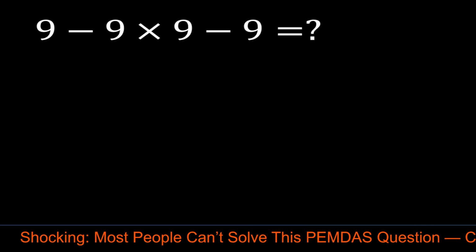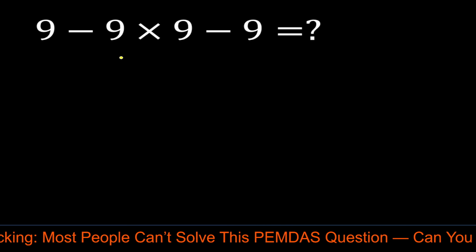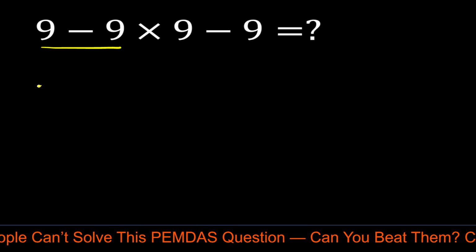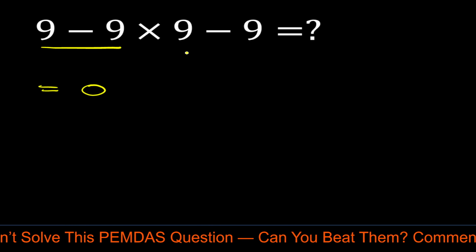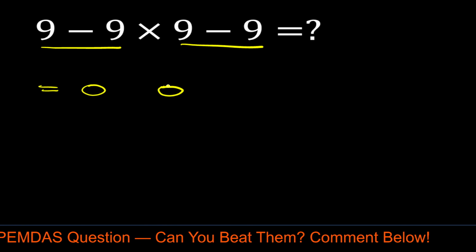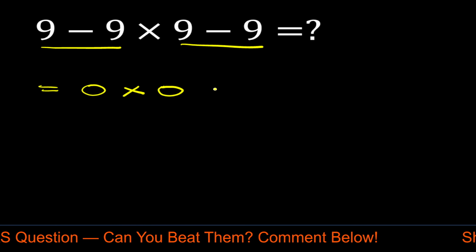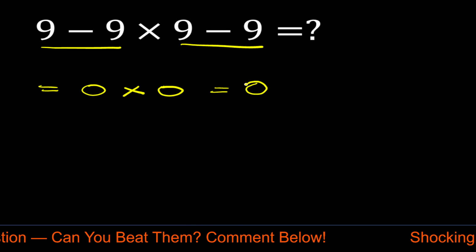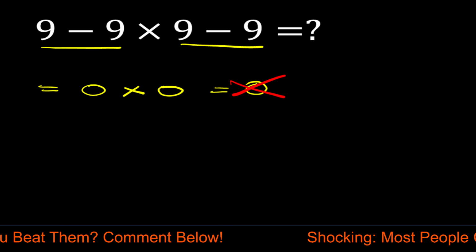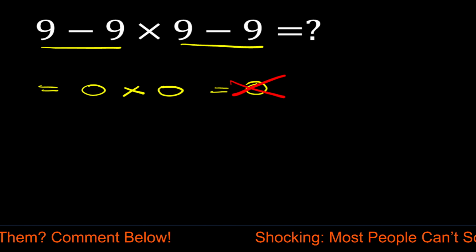So most people solve this question like 9 minus 9. So 9 minus 9 is equal to 0, right? Then again 9 minus 9, so 9 minus 9 is equal to also 0. Now 0 times 0 is equal to 0, right? But this answer is not correct. This answer is completely wrong.